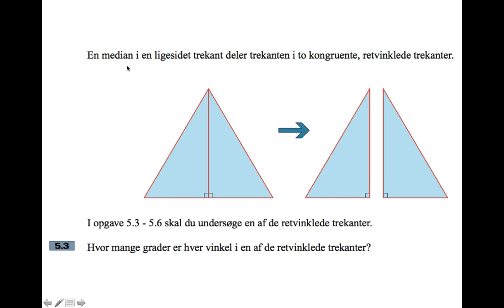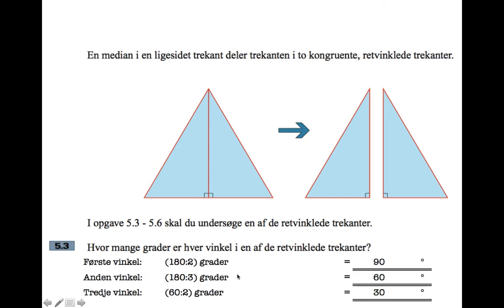Okay, moving on. A median in an equilateral triangle splits the triangle into two congruent, that means that they're the same shape and size, right-angled triangles. See, that's what I just did to work out the height. In questions 5.3 to 6, you have to investigate one of the right-angled triangles. How many degrees are there in each angle of one of the right-angled triangles? Okay, so you've got a straight line that's been split down the middle, so 180 divided by 2 gives you 90 in the middle there. Also, they've told you it's 90 by putting that little mark there.